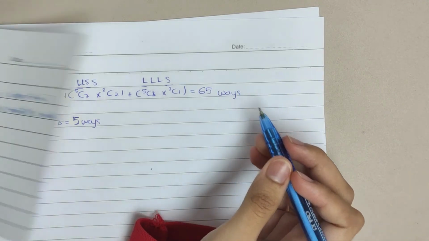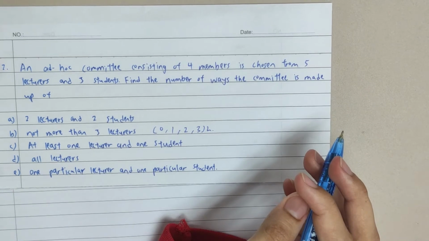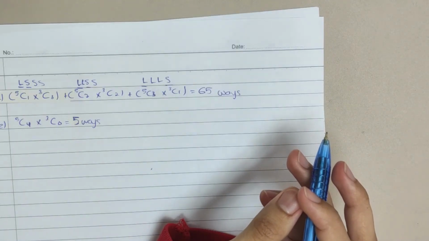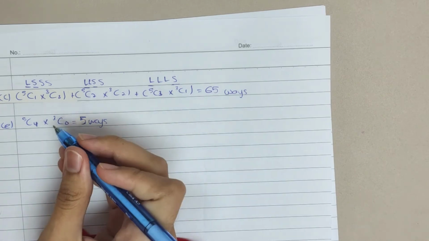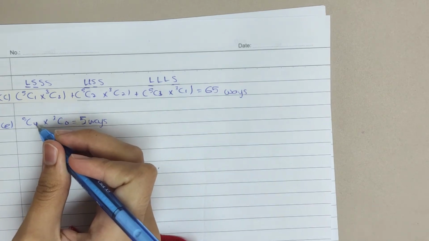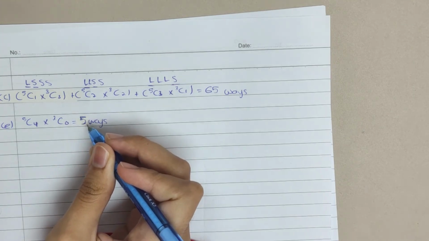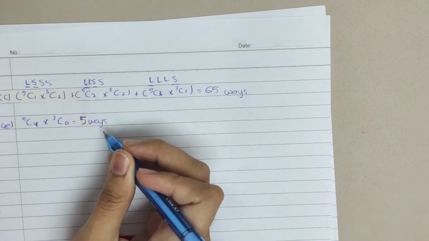So for the next question, which is 2E, it asks us about all lecturers. So to solve this question, we will have 4 lecturers and 0 students, and we will have 5 ways as the answer.